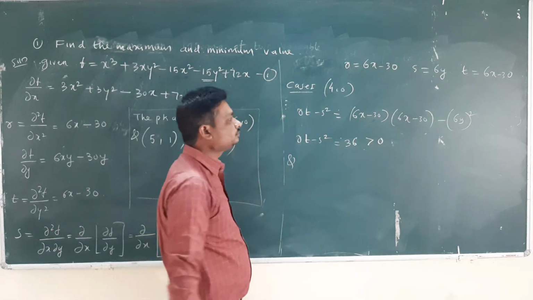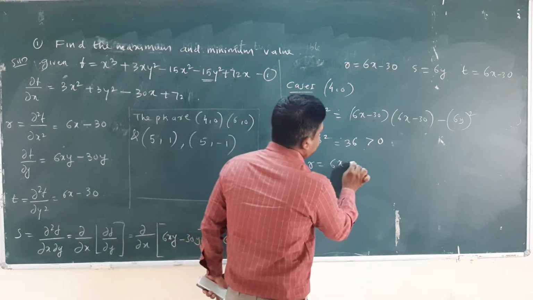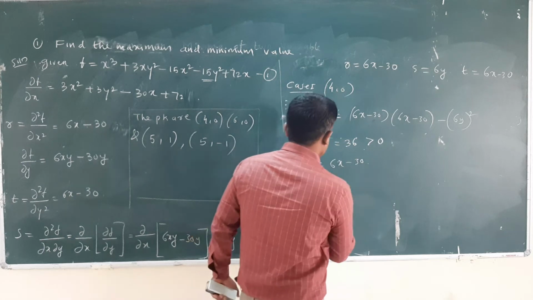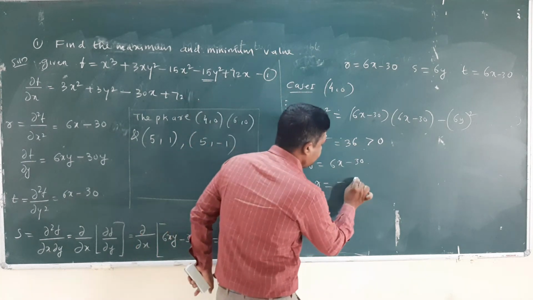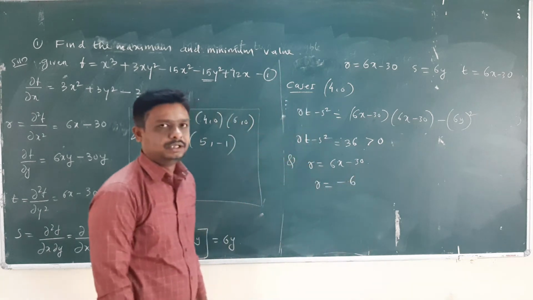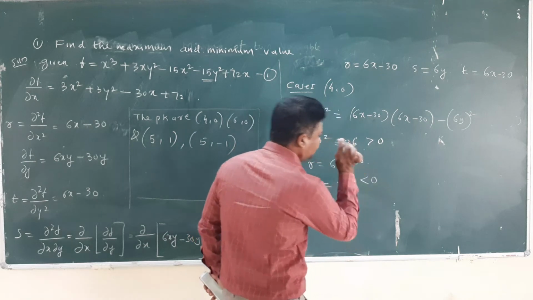And r is equal to 6x minus 30. So r is equal to, x value is again 4 here. So this becomes minus 6. 6 into 4 is 24, minus 30, minus 6. This is less than 0.